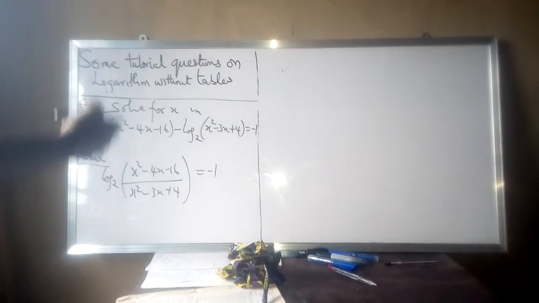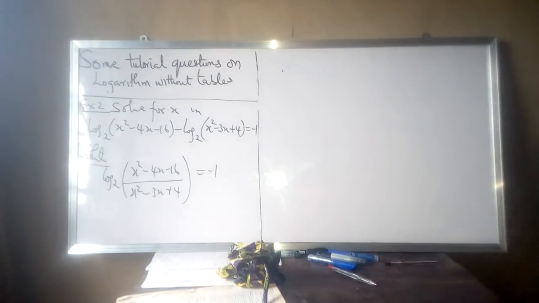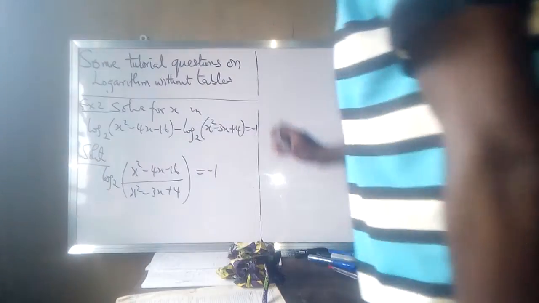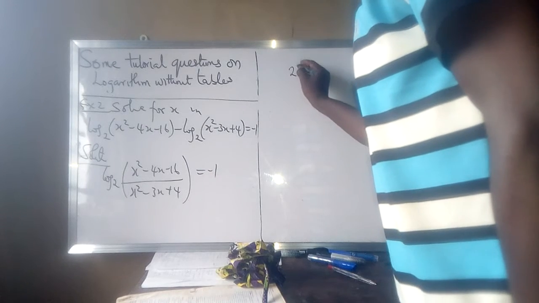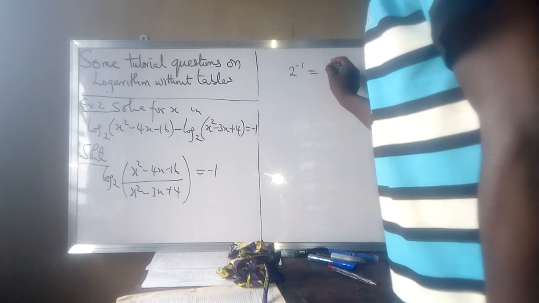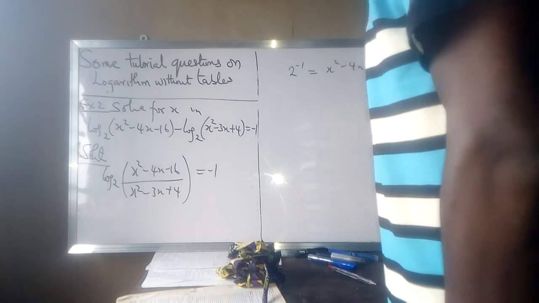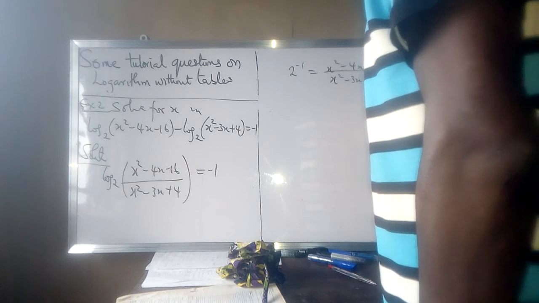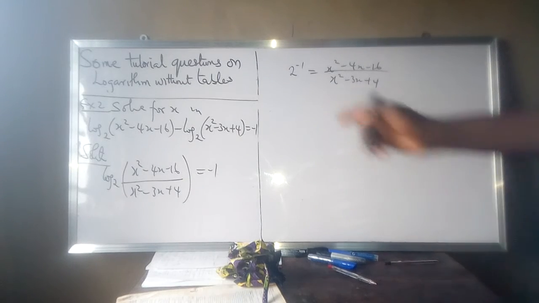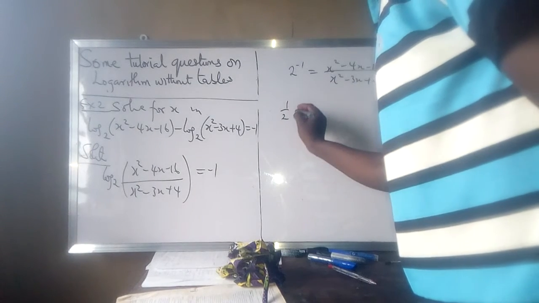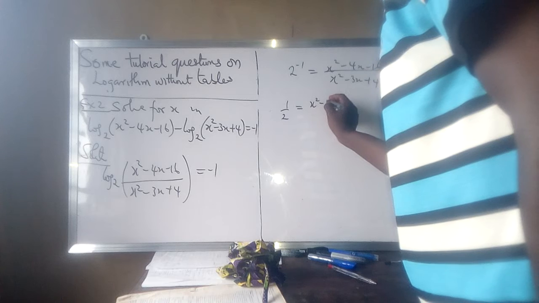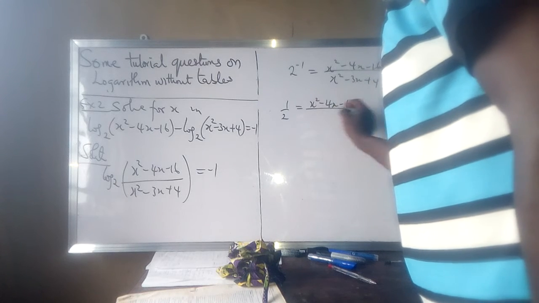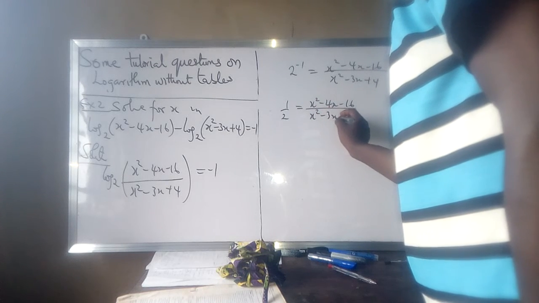So with this, we can now apply the logarithm law that we are familiar with. Clearly, we can cross multiply now. By the time we cross multiply, what do we have here? We have 2 raised to the power minus 1 is equal to x squared minus 4x minus 16 all over x squared minus 3x plus 4. Okay? And what is 2 raised to the power minus 1? That is 1 all over 2 is equal to what? x squared minus 4x minus 16 all over x squared minus 3x plus 4.